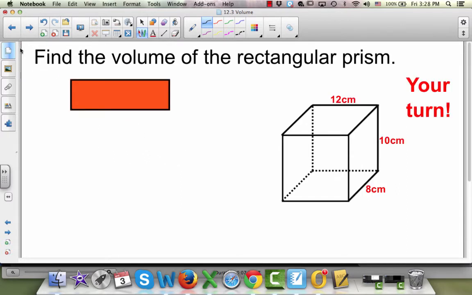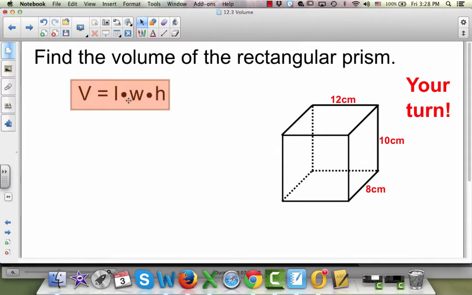All right, your turn. Find the volume of this rectangular prism. Remember, the formula is volume equals base times height. The big B refers to length times width. So pause the video, do this one, and then come back to me.